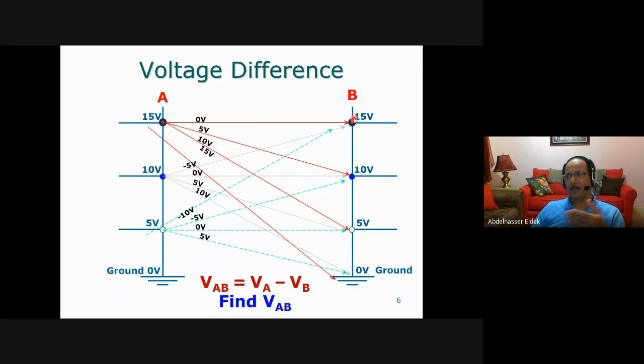Why? Because the voltage is the same. The voltage here is the same, 15 and 15. There's no difference. Okay, so this is the voltage difference.